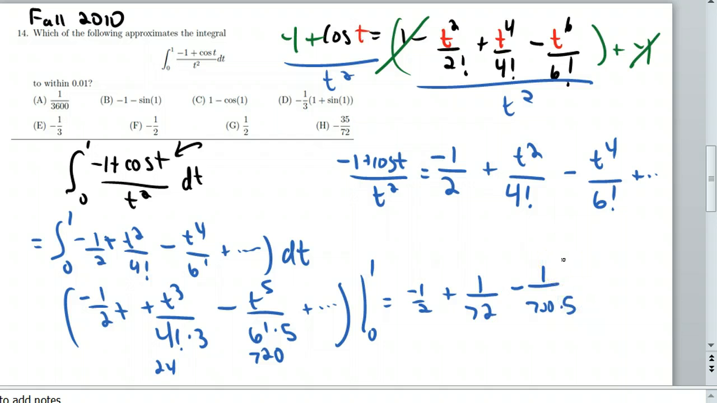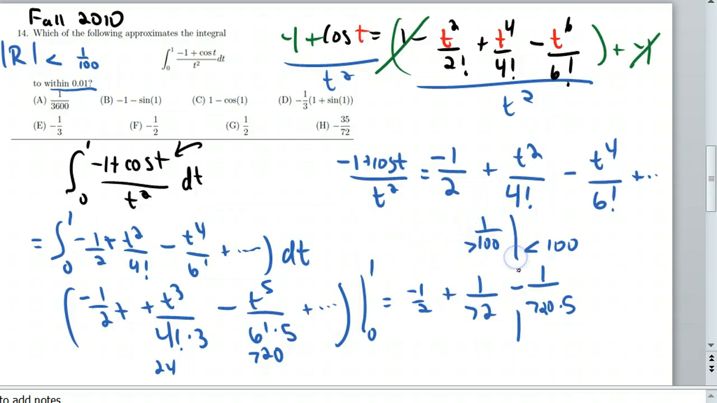Okay. We want this to be within 1 over 100, meaning that the first term we drop off, the remainder, because this is an alternating series, will be smaller than the first term that you drop off in absolute value. And so we want the remainder in absolute value to be less than 1 over 100. And so the first term that we drop off is the remainder, and we're not going to get less than 1 over 100 until we get to this third term.